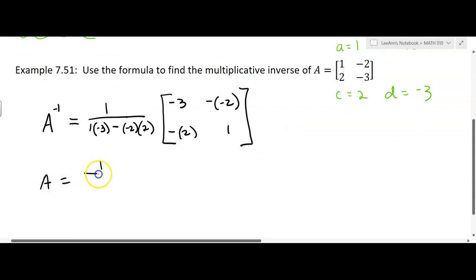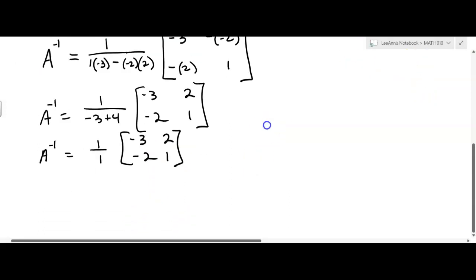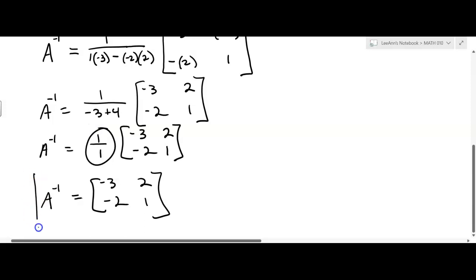So A equals 1 over, I've got negative 3 plus 4. Oh, nice. Then we have negative 3, 2, negative 2, 1. I forgot to put A inverse. Okay, so A inverse is going to equal 1 over 1. So nothing's going to change. So it's just 1. Now remember, that's a scalar multiple in front. So A inverse is just equal to negative 3, 2, negative 2, 1. So when this is just 1, that's not going to change the entries or the elements. Okay, so there is the inverse, and we found it.